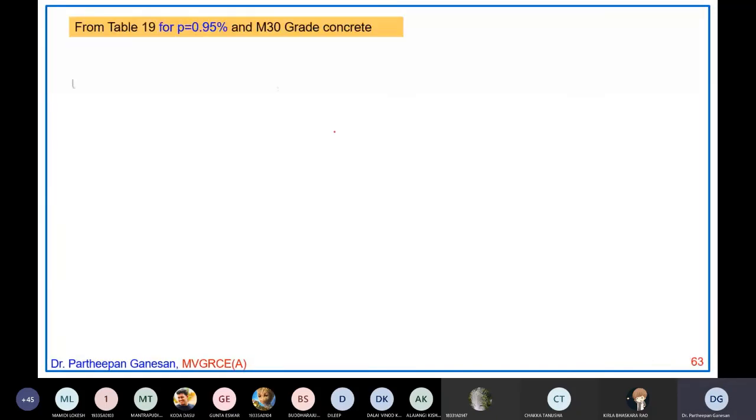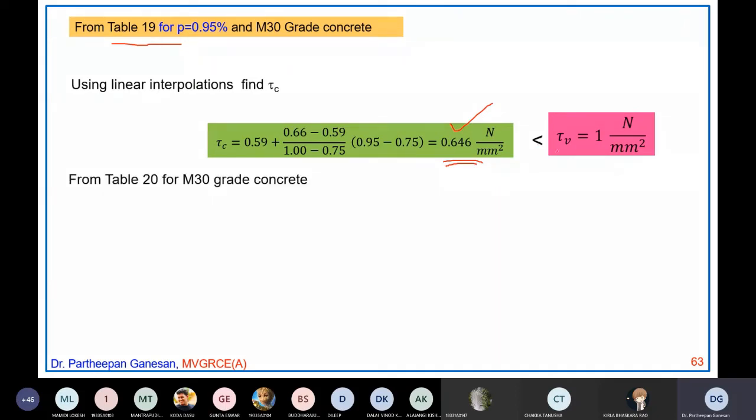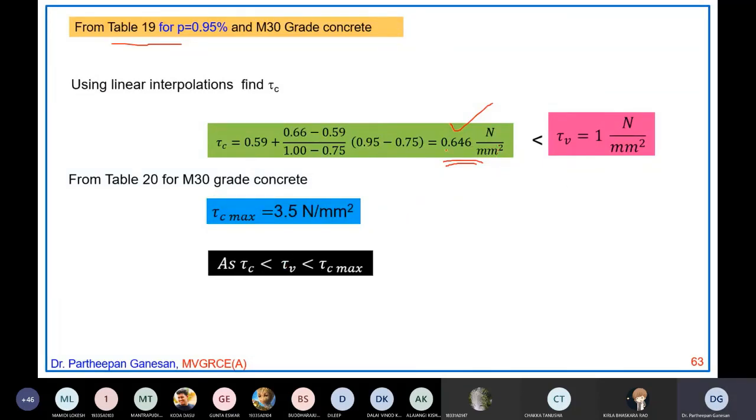For this P and the grade of concrete, using linear interpolation from Table 19, you find out the value of tau C. I got 0.646 Newton per millimeter square. So tau V, the nominal shear stress acting on the beam, is 1 Newton per millimeter square. Concrete alone can resist only 0.646 Newton per millimeter square, so this is less. And the tau C max from Table 20 is 3.5. Now my tau V is greater than tau C and less than tau C max, so I have to design the shear reinforcement.